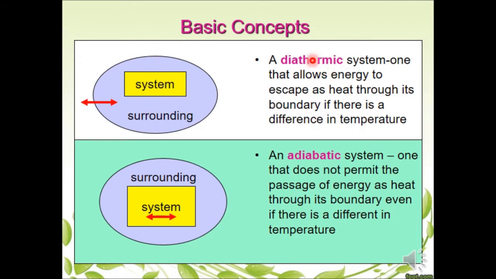That is diathermic. The second type is adiabatic system. An adiabatic system does not permit the energy to escape as heat through the boundary between the system and the surrounding, although they have different temperatures. An example is the bomb calorimeter, like I've given just now.